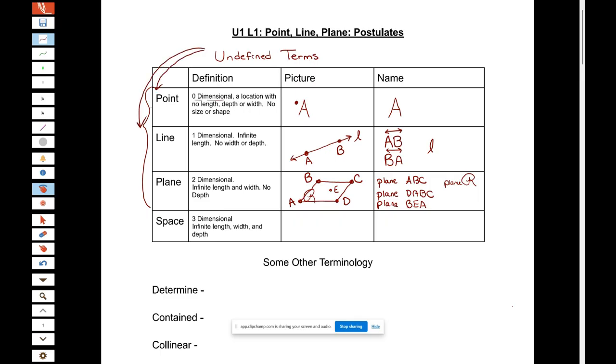Every other term is based on these 3 terms in plane geometry. Space, well, you get space once you have a three-dimensional existing object. It has infinite length, width, and depth. So in order for something to exist in space, we would have to have a 3D picture. Like, for example, I could do a pyramid, and now I have a three-dimensional object because I have a plane and a point above that plane. We don't name space, because space is just the set of all points everywhere.